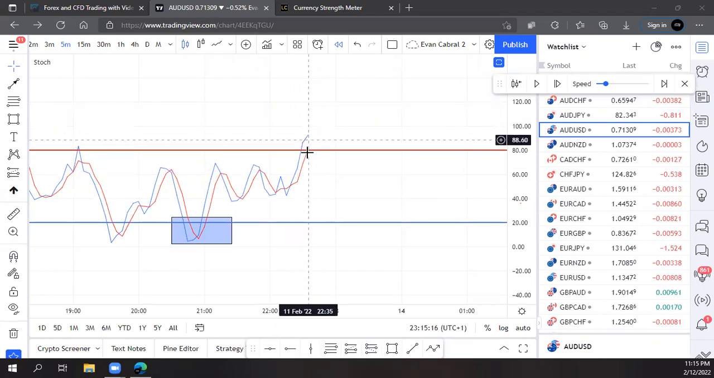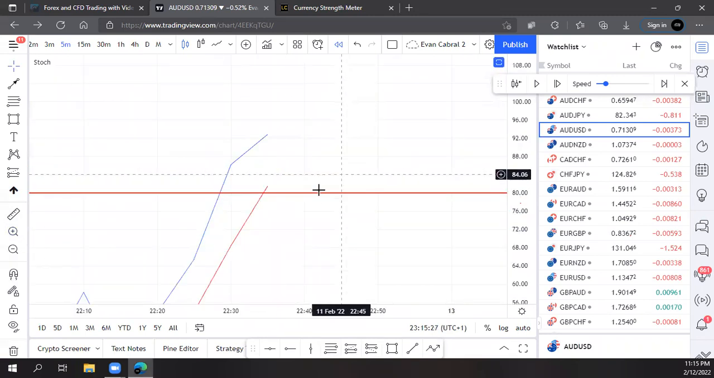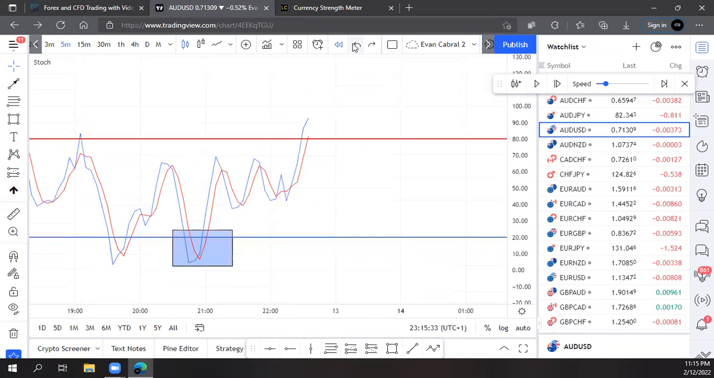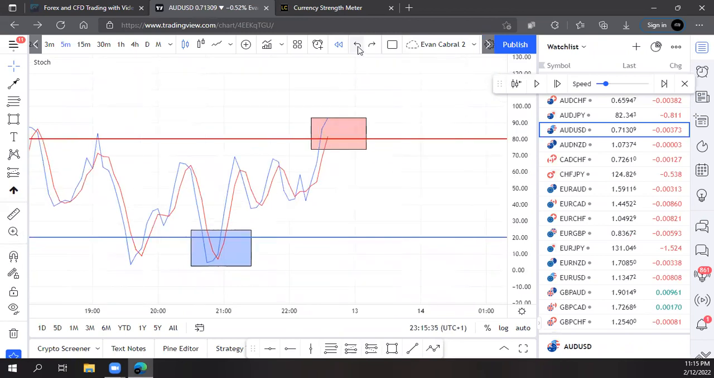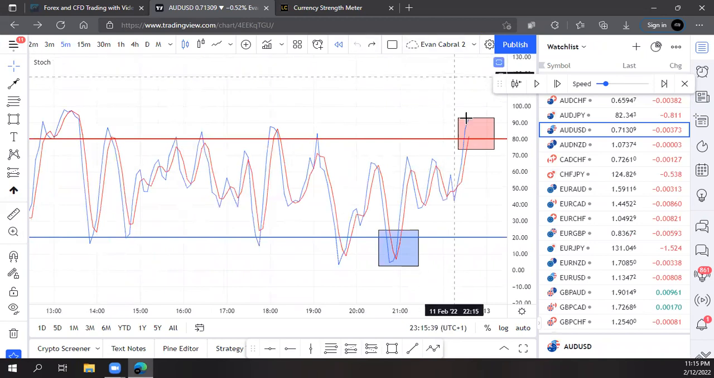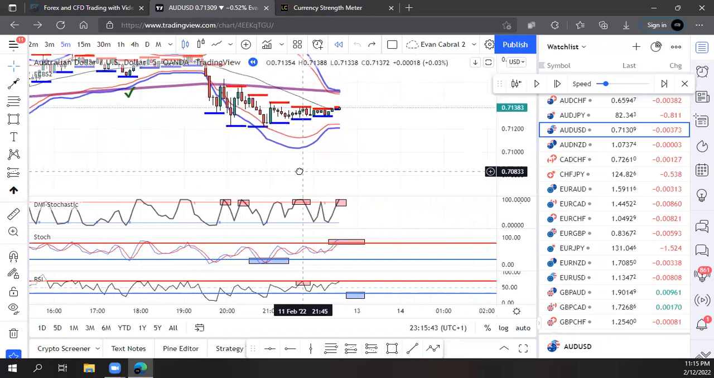Yes, blue has gone above the red. The red one too has slightly gone above the red. If we are arguing that, I'm going to zoom in. Look at the red. It went above this red line. So we agree that stochastic is at the red area, right? That's actually 4 points. We have our fourth confirmation.